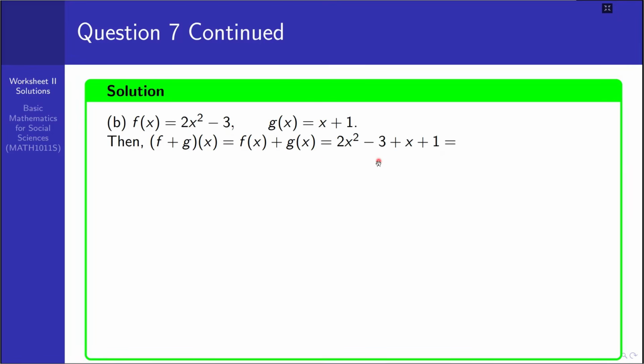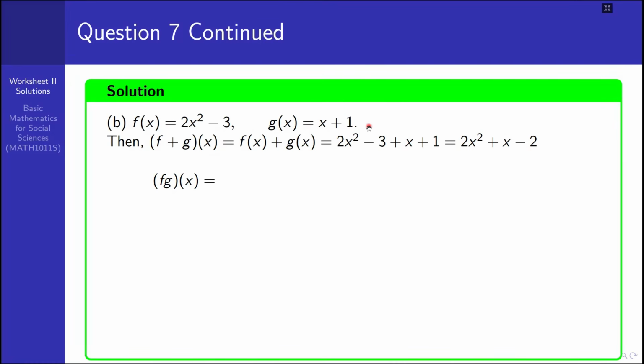So this could be 2x squared plus x minus 2, I think. 2x squared plus x minus 2 could be the formula for f plus g of x whenever f of x is 2x squared minus 3 and g of x is x plus 1.